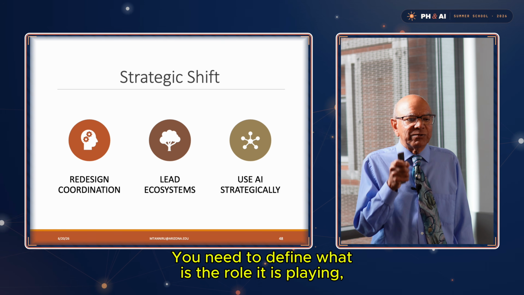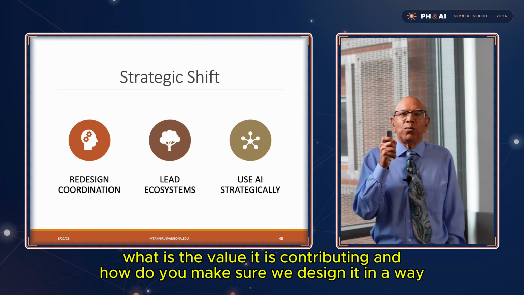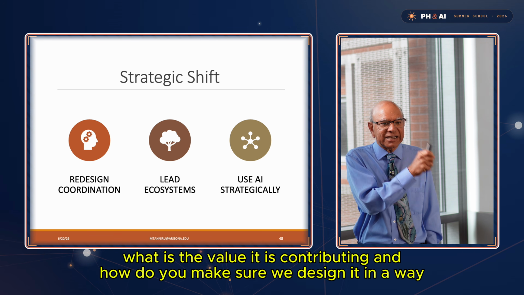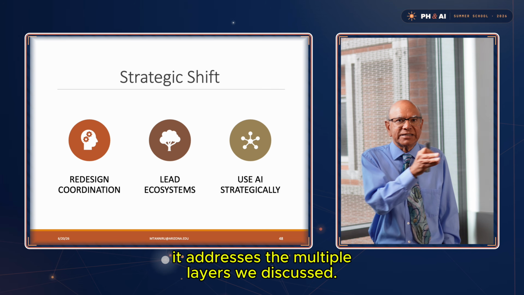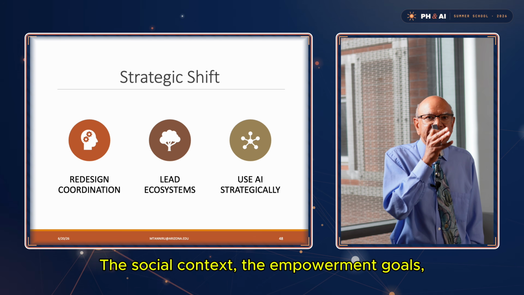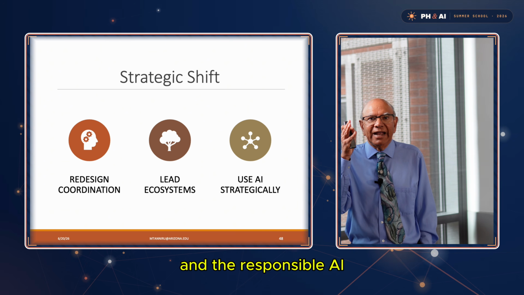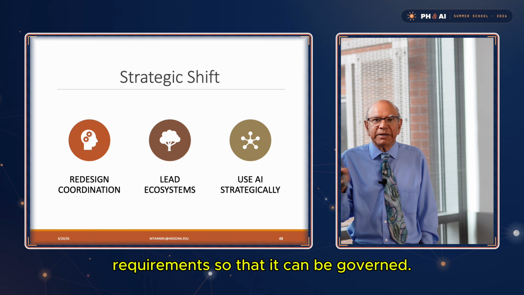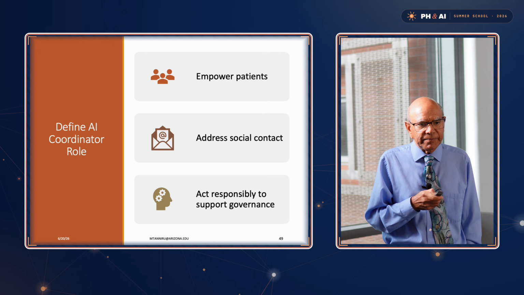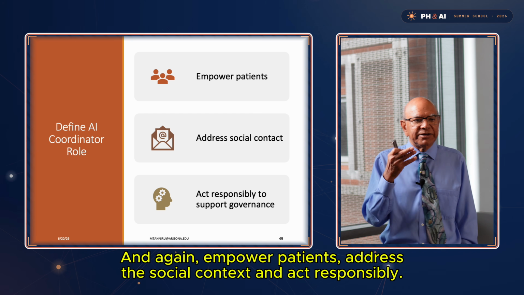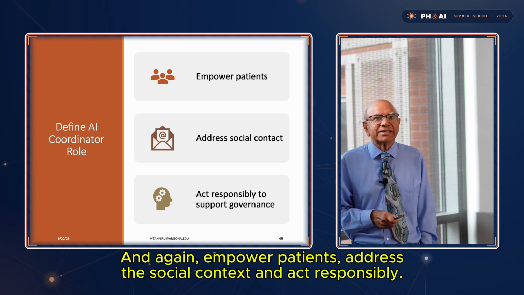You need to define what role it is playing, what value it is contributing, and how you make sure you design it in a way that addresses the multiple layers we discussed: the social context, the empowerment goals, and the responsible AI requirements so that it can be governed. And again, empower patients, address the social context, and act responsibly.